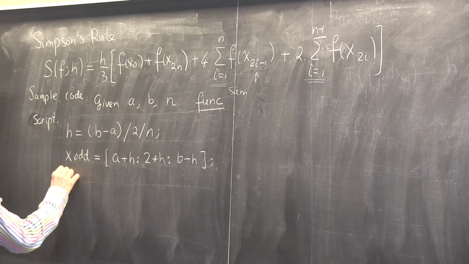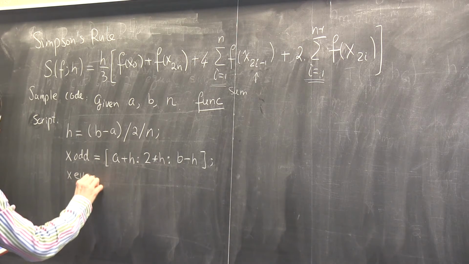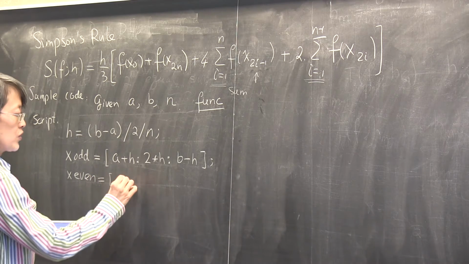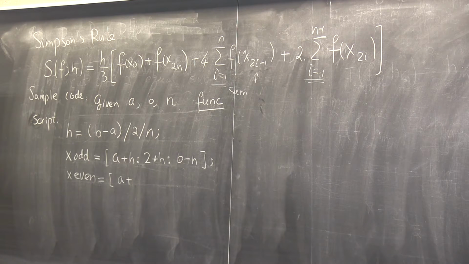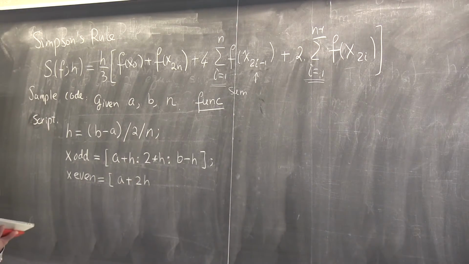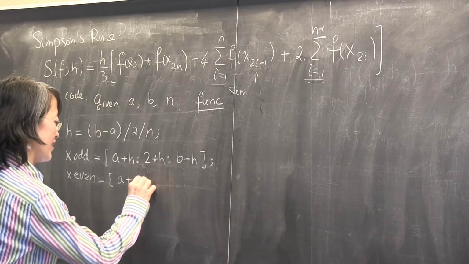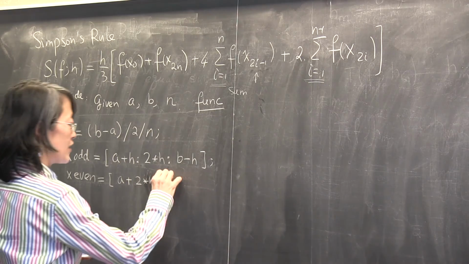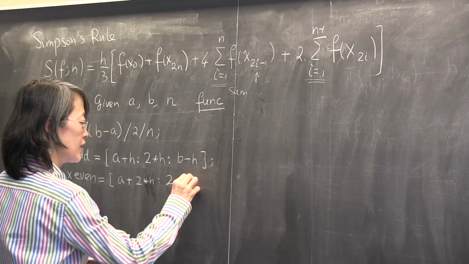With this information given, can someone tell me how can I construct a vector for all the even inner grid points? So what will be the first point? Is it a? Of course not. A is at the boundary. So what should I add to get x2? 2h. 2h. Will this pass Matlab inspection? No. I have to do this. Is that right? And the distance between two neighboring ones is again 2h.